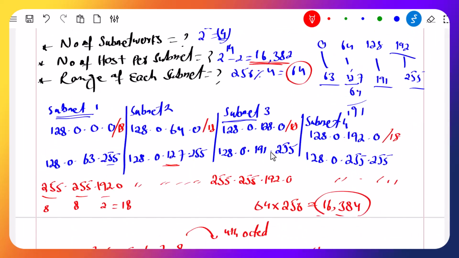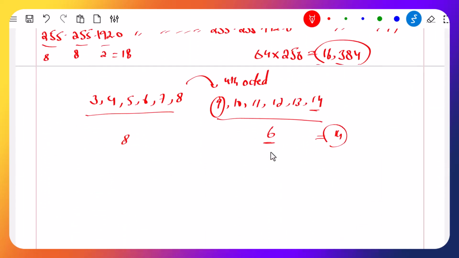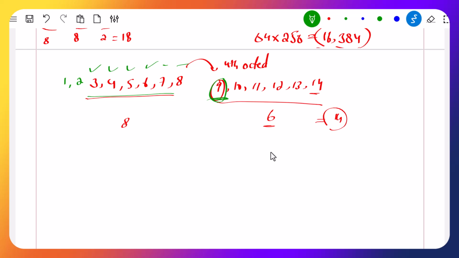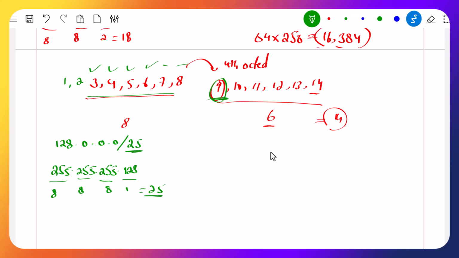Okay, let me try to borrow this bit, because up to here it is normal. You can go on, as I already borrowed 1 bit, 2 bits, you can practice 3, 4, 5, 6, 7, 8. But this, let me clear it, maybe some of you will get confused here. So our IP address is 128.0.0.0, and after borrowing this, the CIDR value will be 25. 25 means the subnet mask is 255.255.255.128 from the first octet, second, third, and fourth. So 8, 8, 8 and 1 is equal to 25.